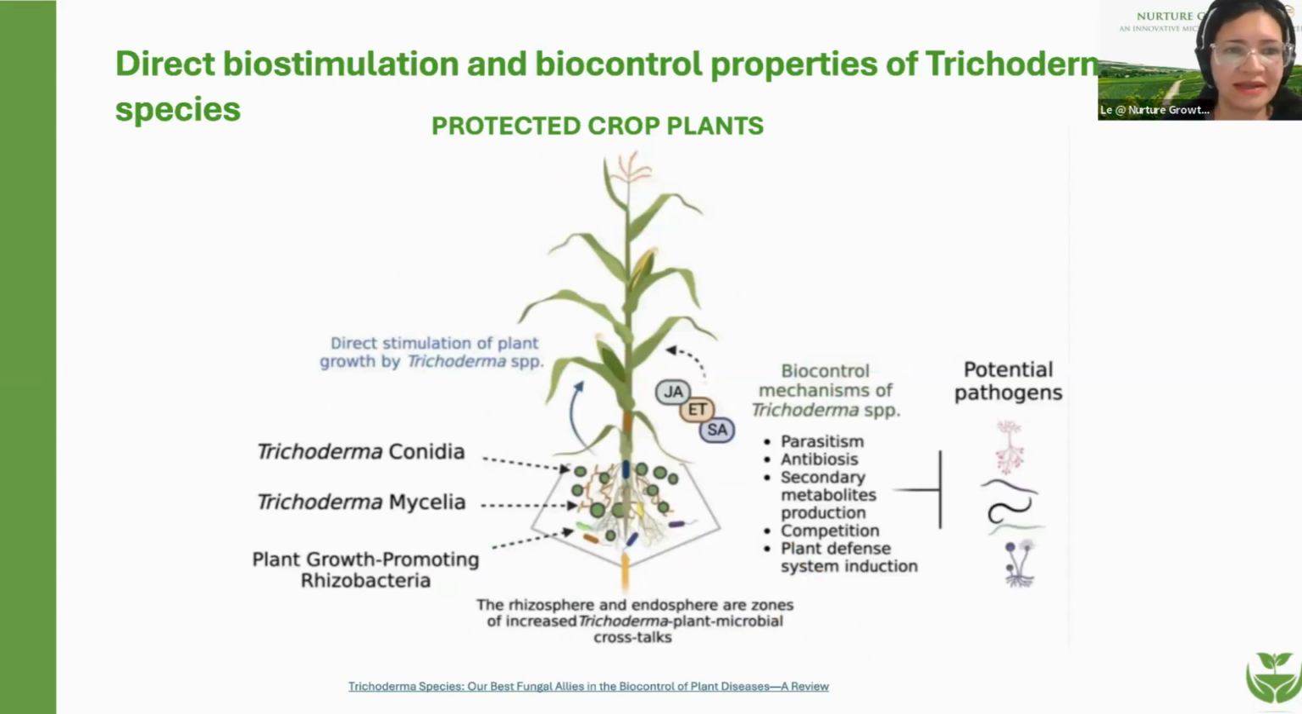So let's talk about the direct biostimulation and biocontrol property of Trichoderma species. Trichoderma protects the crop plant by direct stimulation, since most of the Trichoderma is present in the rhizosphere or endosphere zone. So most of this microbial interaction, like the interaction of different microbes with each other or the interaction of microbes with the plant, is done in the root area, in the rhizosphere area, where these microbes directly stimulate the plant growth. Trichoderma is able to directly stimulate the plant growth.